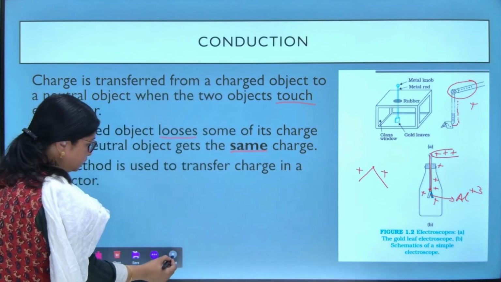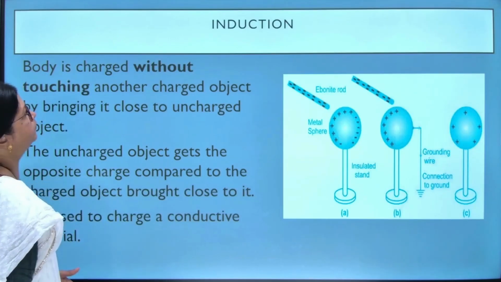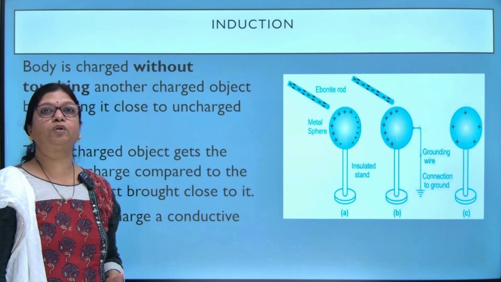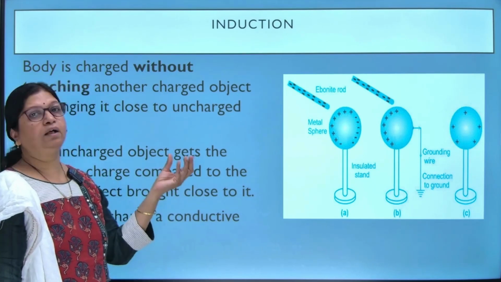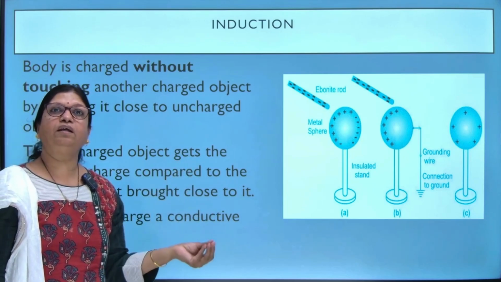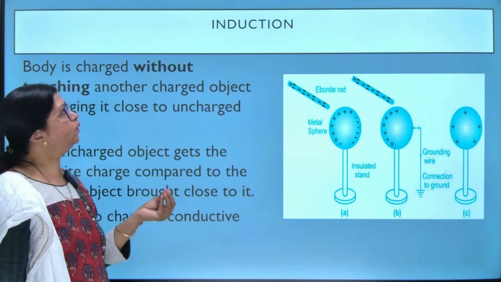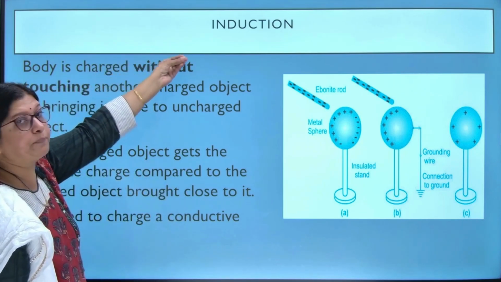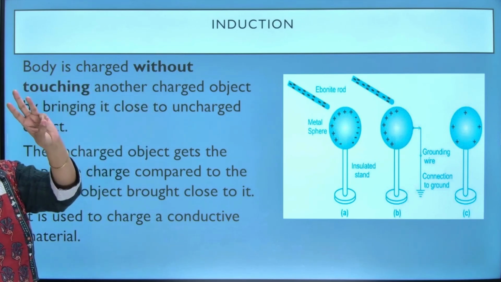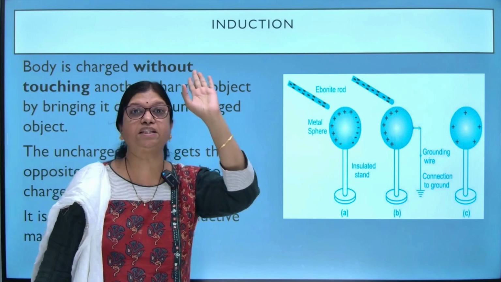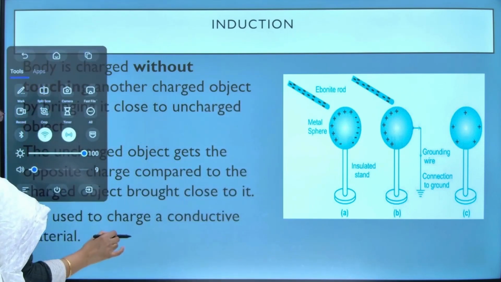Now let us move to the third method of depositing charge on a body. Here also, in this method, we can charge a conductor only by this method. Okay, so let us talk about the process. The body is charged without touching. This is a thing which has to be remembered, without touching. So we are not interested in touching the body.